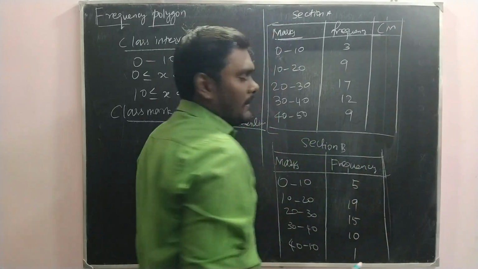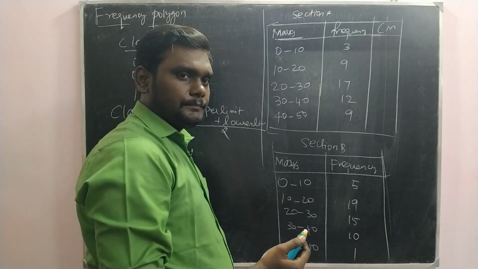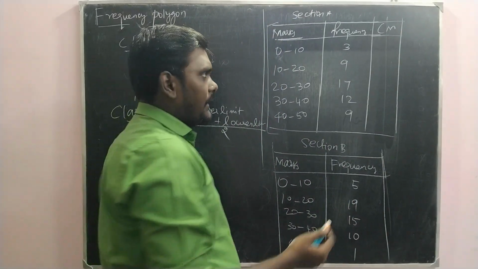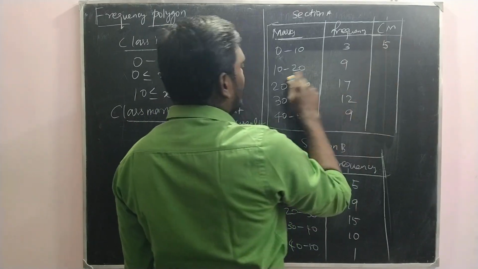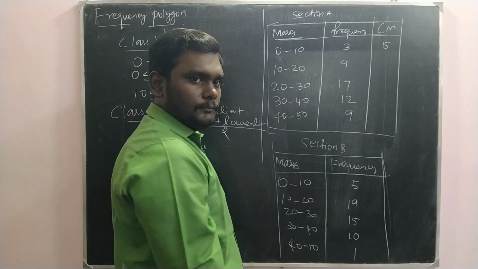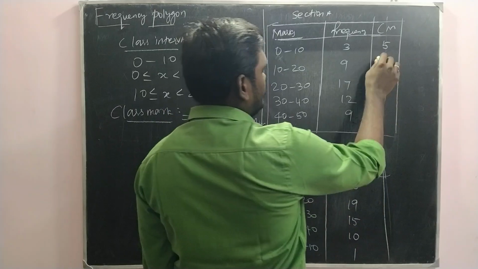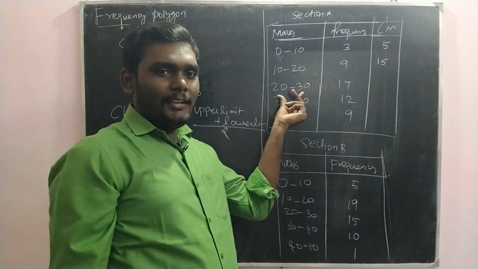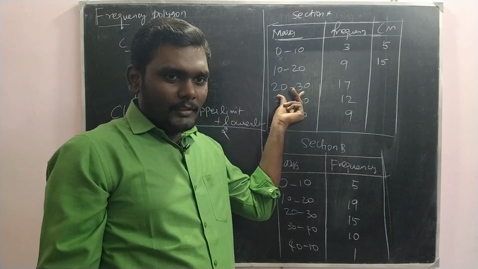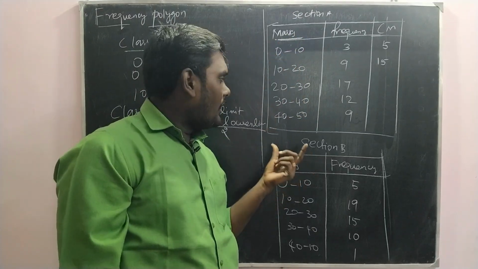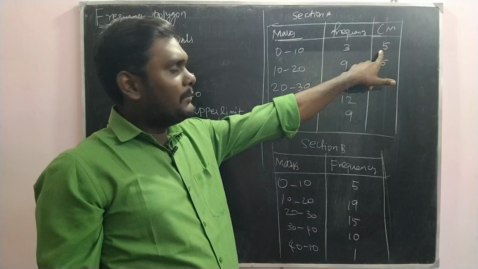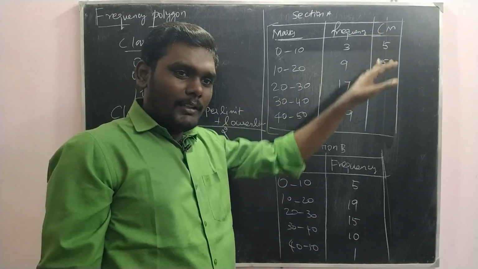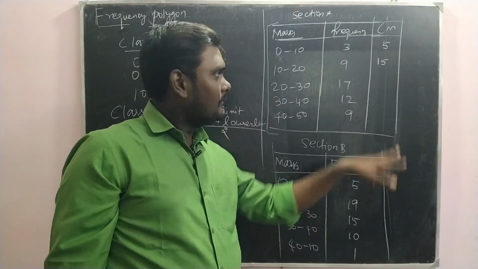10 by 2, how much? 5. Next to this one, 15. You don't need to add and divide all the time. First check whether all of them have the same class size. Find the midpoint of the first one alone. Afterwards, add the class size to everything.